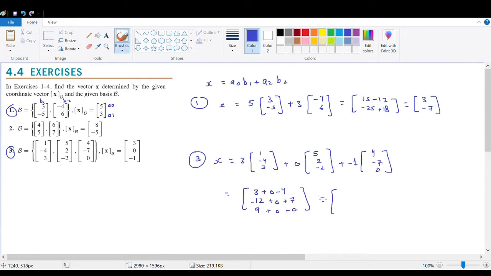So this will give us 3 minus 4, which is minus 1, minus 12 plus 5 plus 7, which is minus 5, and here we have 9. So our x is equal to (-1, -5, 9).